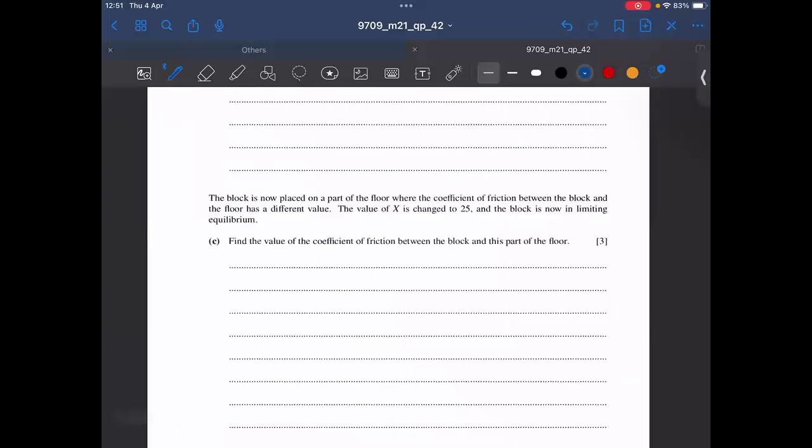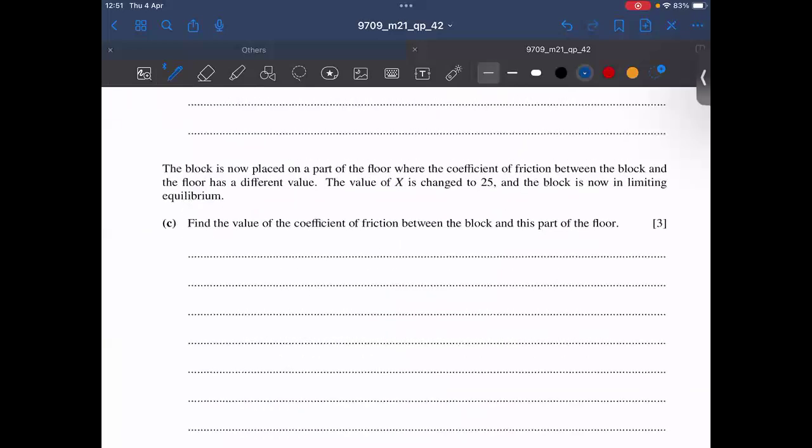Question 6. The block is now placed on a part of the floor where the coefficient of friction between the block and the floor has a different value. The value of x is changed to 25 and the block is now in limiting equilibrium. Find the value of the coefficient of friction.